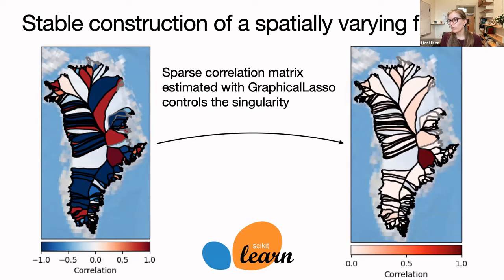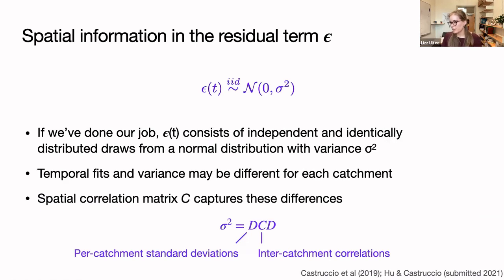And we use the sparse correlation matrix, which is also possible with an open source Python package, scikit-learn, to control the singularity and find only the most relevant correlation information for a spatially varying field. So now we're going to use this sparse correlation matrix and put it back in here to generate this residual term epsilon t with a variance determined by the per catchment standard deviations and the sparse correlation C that we're able to generate from graphical lasso in scikit-learn.